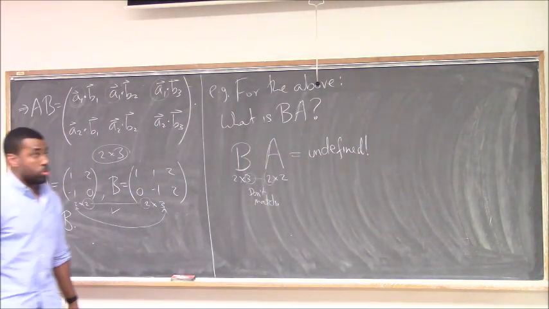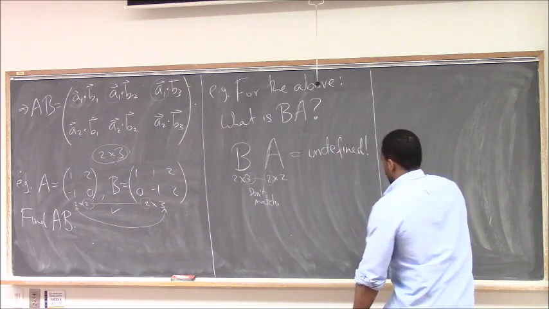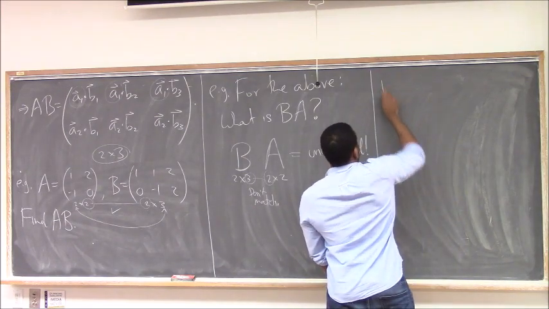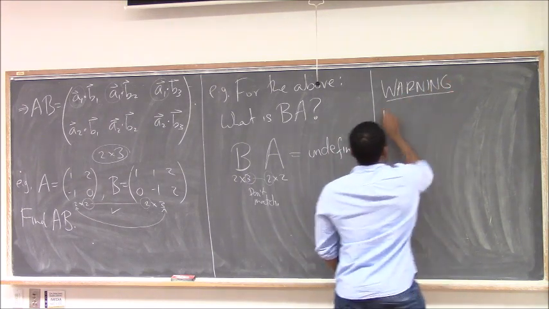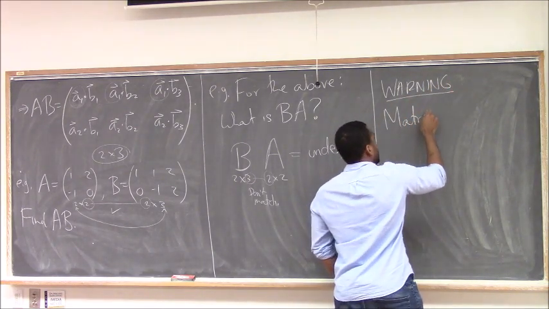Which brings us to the next important point. Matrix multiplication is not commutative in general.